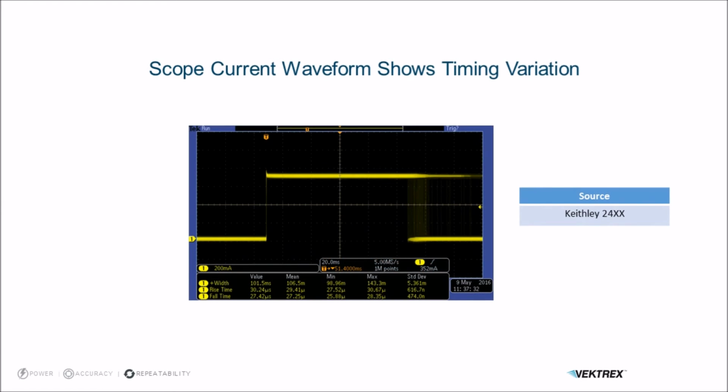And if we look closer at that source and actually look at the timing of the current pulses themselves, you'll see that the current pulse that's being used to measure the LED is varying 42% in its width. So this is confirming that that timing variation is what's driving that measurement variation.